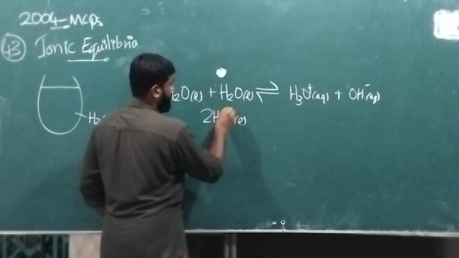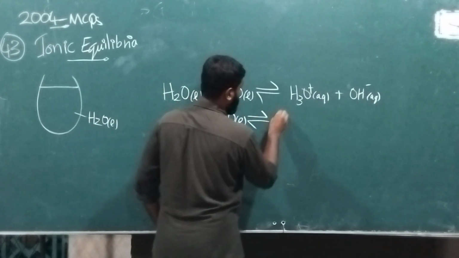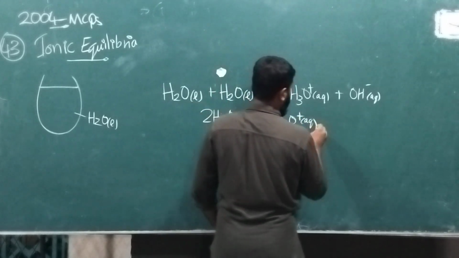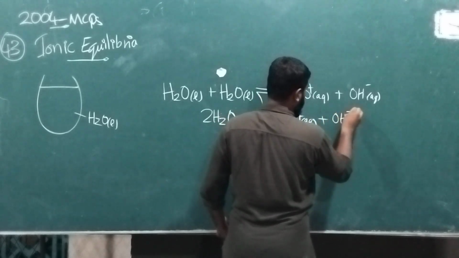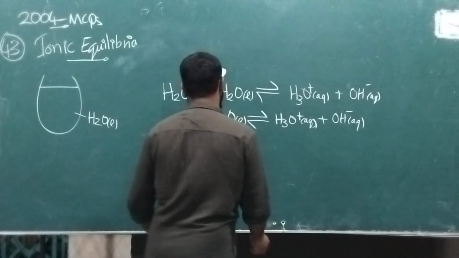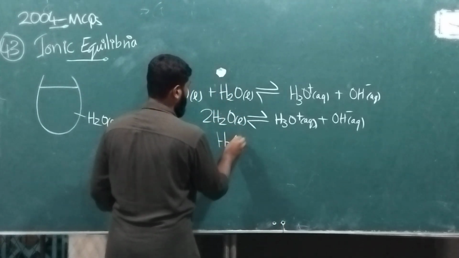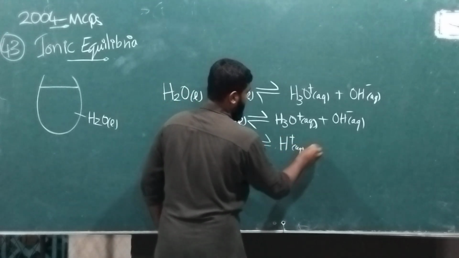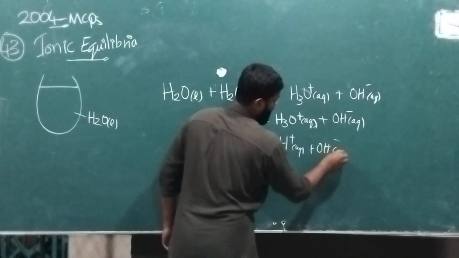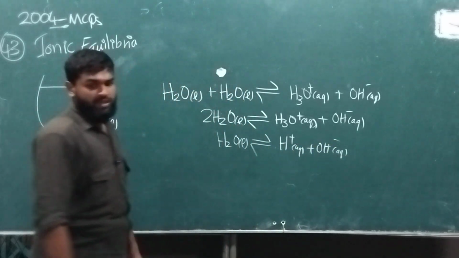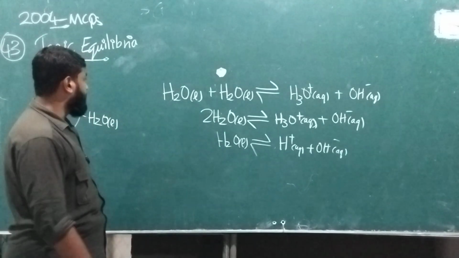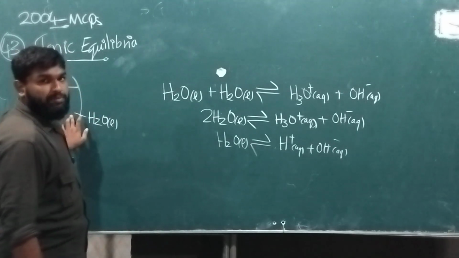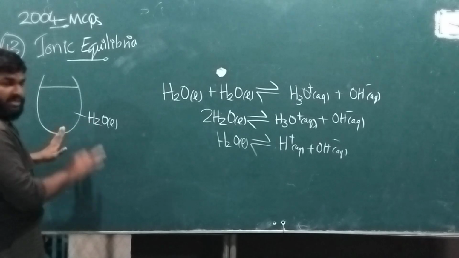2H2O liquid undergoes partial reaction giving H3O plus aqueous and OH minus aqueous, no harm. You can write this also: one water molecule undergoes partial reaction giving H plus aqueous and OH minus aqueous. Any of the above is correct, right? No need to fear about it. This is the equilibrium within the pure liquid water sample. There are no other ions present in it.